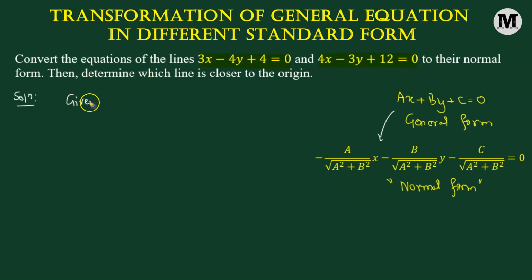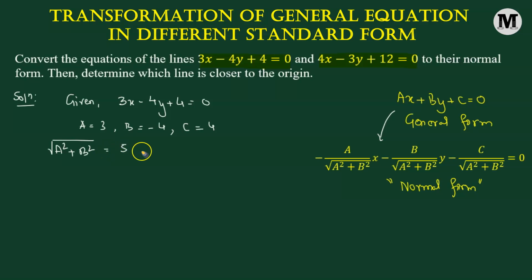We have the equation 3x minus 4y plus 4 equals 0. Clearly, if we compare it with the general form, then a is positive 3, b has the value negative 4, and c has the value positive 4. So let's find the value of the square root of a squared plus b squared. When we substitute a with 3 and b with negative 4, that gives us a value of 5 units.